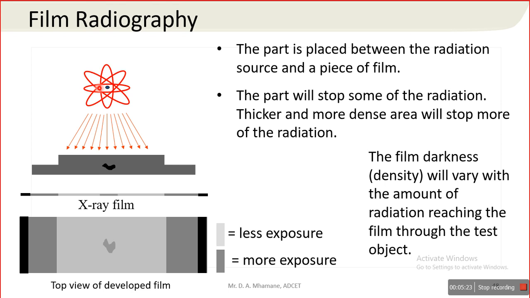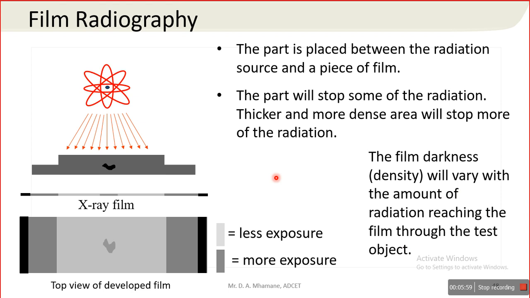If you consider the elements of radiography, then only three elements are needed here. First one, that is the source of radiation. Second one, the object to be radiographed, and third one, the detector, or we can say the X-ray film. These three elements are needed. So as mentioned here, the film darkness will vary with the amount of radiation reaching the film through the test object.